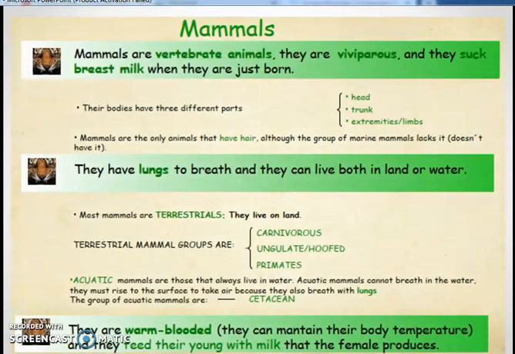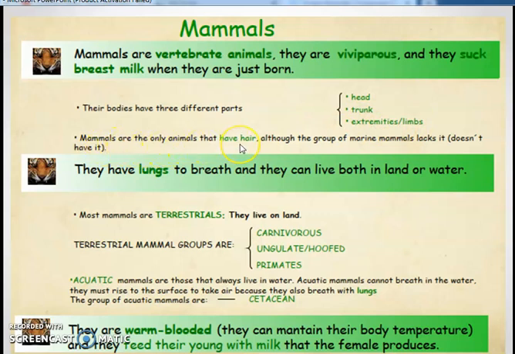About the mammals, like right now the description is in front of you. First of all, mammals are the vertebrate animals. They are viviparous and they suck breast milk when they are just born. Viviparous means when they are born, they get the milk from the mother. They will take the milk from the breast of the mother. Their bodies have three parts: head, trunk, and limbs.